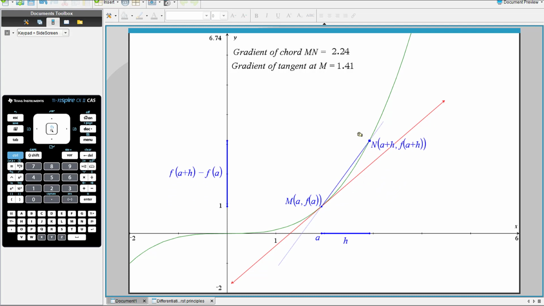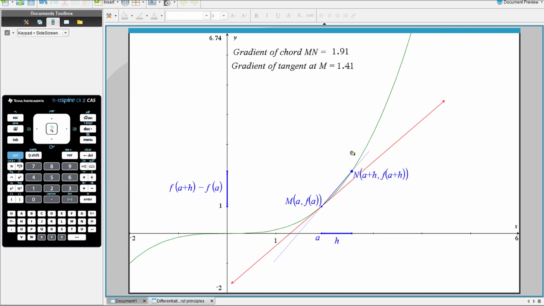One of the methods we used to approximate the gradient of a curve at a point was to take 2 points that were very close together and calculate the gradient of the straight line that joins them. That gave us a good approximation for the gradient of the tangent, and hence the gradient of the curve. Here we see as we move the 2 points closer and closer together, the gradient of the blue line is approaching the gradient of the red line. And this is where this idea of limits comes in.